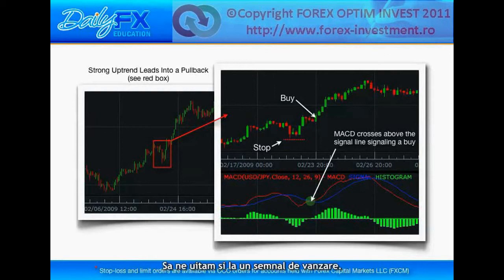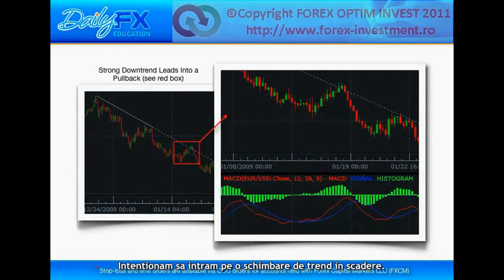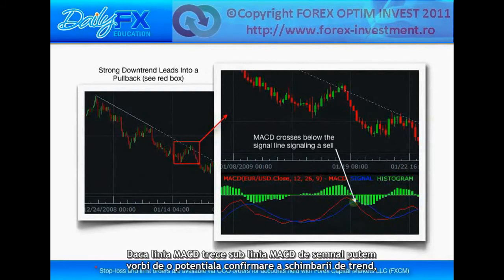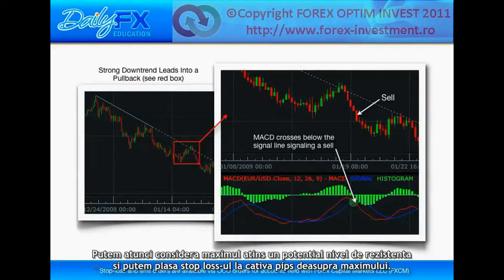Now let's take a look at a sell signal. The situation we should look for is a move up to resistance when the market is in a downtrend. We would look to enter on a reversal back to the downside. A crossover by the MACD line down below the MACD signal line serves as potential confirmation of that reversal and offers an entry into the sell. We can then note the high as potential resistance and place our protective stop a few pips above the high.